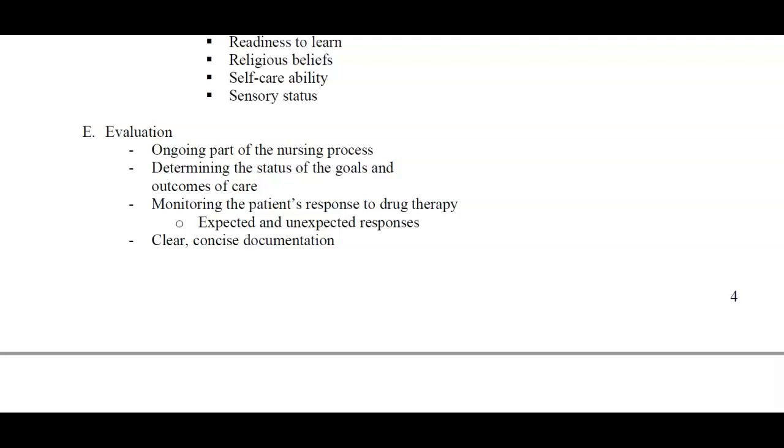Are you meeting those outcomes that you set initially? Are you on the way of meeting those outcomes? Or you're basically far off and you're not even close to the outcome that you wanted? So evaluation basically includes monitoring the patient's response to the drug therapy. So that's both expected and unexpected responses. And also when you're evaluating, you also want to make sure that you're documenting that. And that documentation needs to be clear and concise.